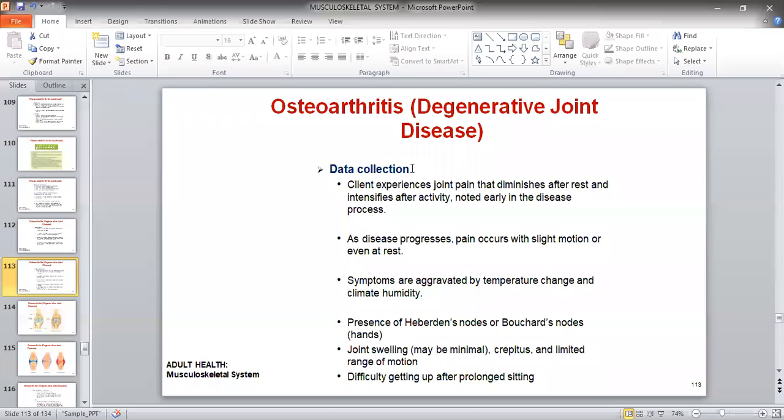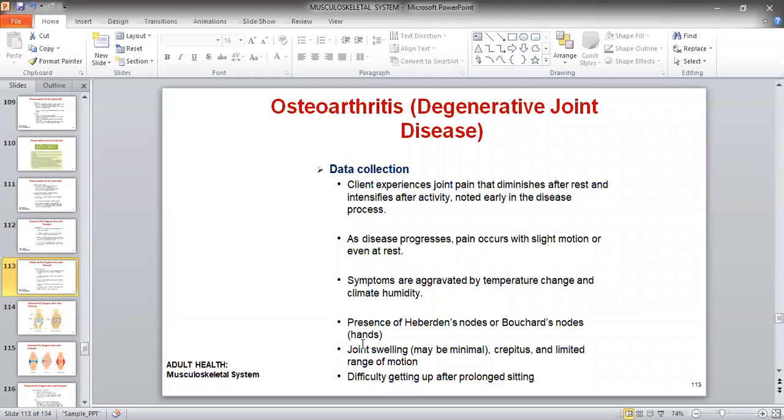Okay, so here, as I told you, the data collection, or signs and symptoms of the disease, are joint pain. Patients usually complain of joint pain, or they complain of crepitus in the joint, enlarged joint nodules. Clients experience pain most commonly. The disease is progressive. Symptoms are aggravated by temperature, right, or any climate humidity change.